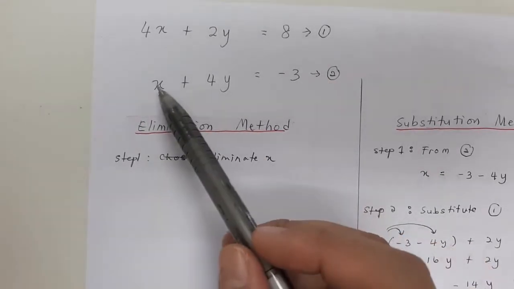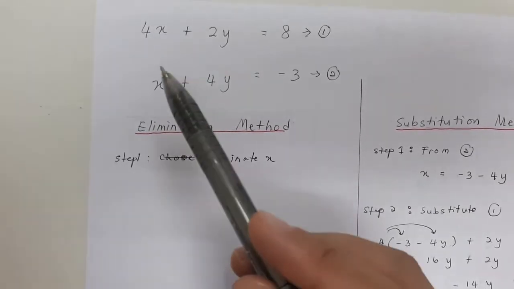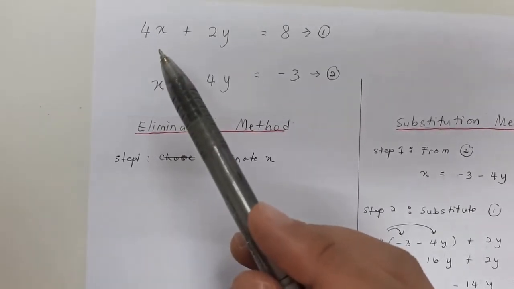Persamaan kedua, perkali untuk x adalah 1, which is not the same. Macam mana kita nak samakan?